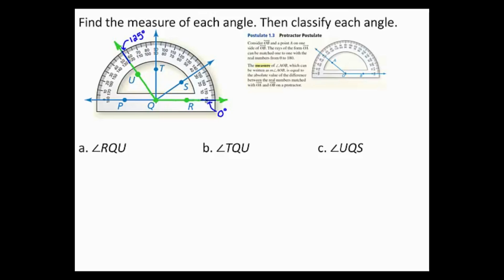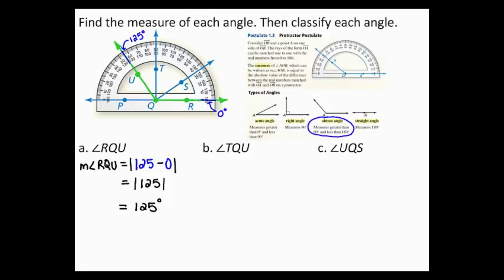So, by the protractor postulate, the measure of angle RQU is equal to the absolute value of 125 minus 0. When you simplify, 125 minus 0 gives you 125, and the absolute value of 125 is 125. So, the measure of angle RQU is 125 degrees. Now, because the measure of this angle is greater than 90 degrees and less than 180 degrees, angle RQU is an obtuse angle.